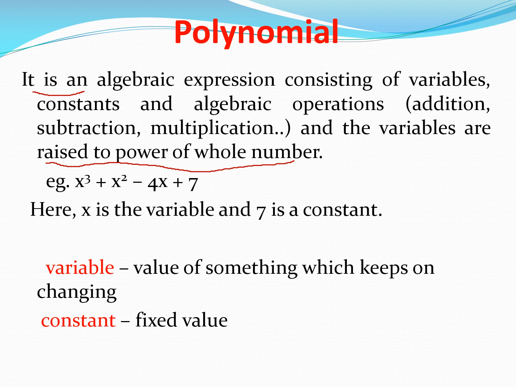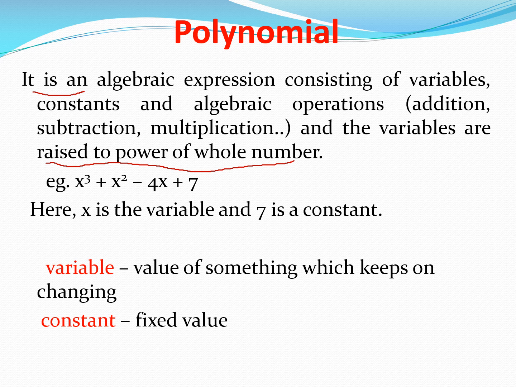Whole numbers means the numbers which start from 0. That means the power of the variable can be 0, 1, 2, 3 and so on. It cannot be negative. Whole numbers are all positive numbers including 0.